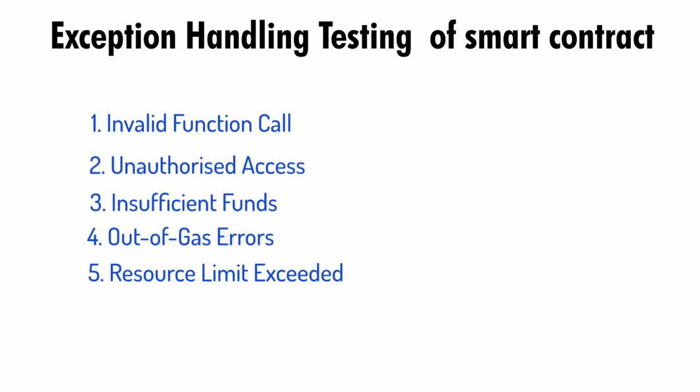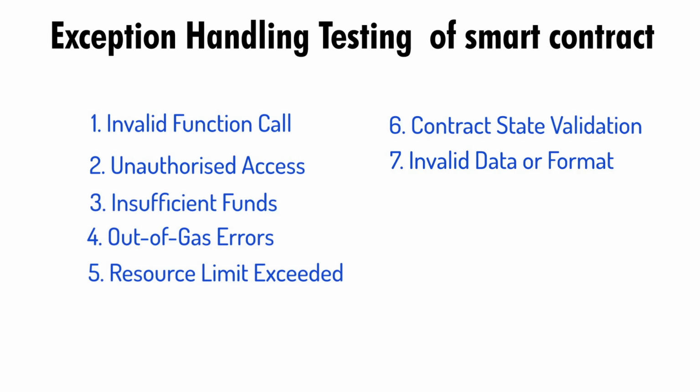Resource limit exceeded. Test the scenarios where the contract exceeds the resource limit, such as storage or memory. Verify that the contract throws an exception or reverts the transaction when the limits are exceeded. Contract state validation. Test the scenarios where the contract expects a certain state or condition to be met before executing a function. Verify that the contract throws an exception or reverts the transaction if the required state or condition is not met. Invalid data or format.